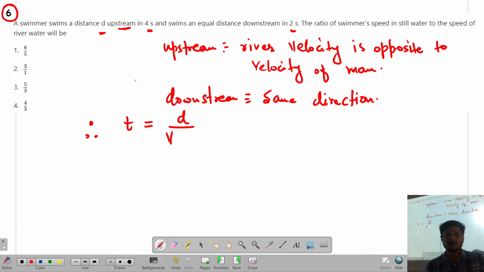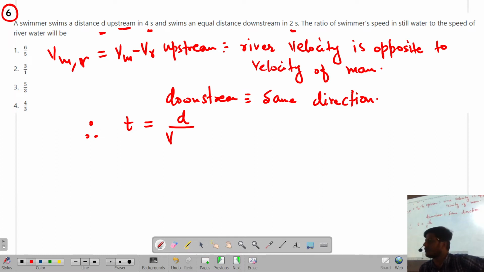I will write this equation now. Let's suppose the relative velocity between man and river is the velocity of man minus the velocity of river. Got it or not? Now, for upstream, 4 seconds in upstream. Upstream means the river velocity is opposite to the velocity of man or not? If it is opposite, that means the velocity should be added or subtracted?